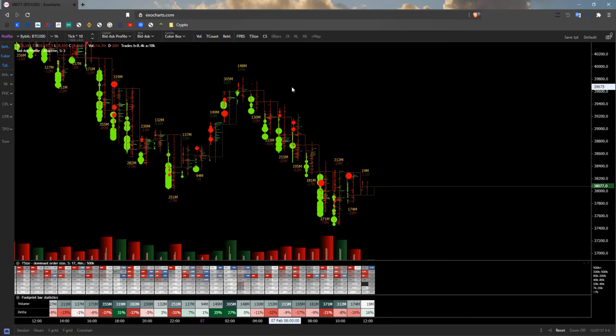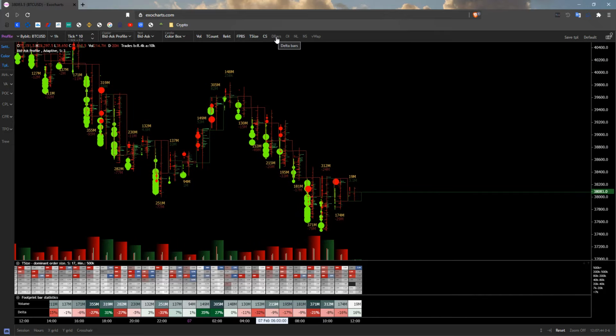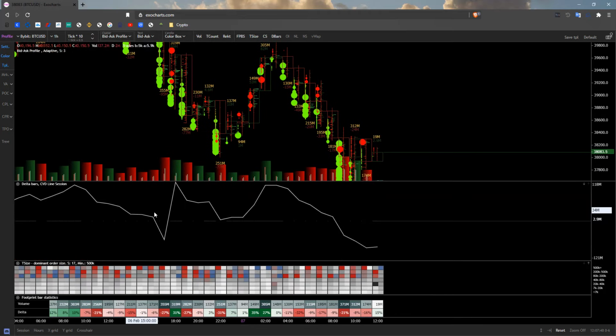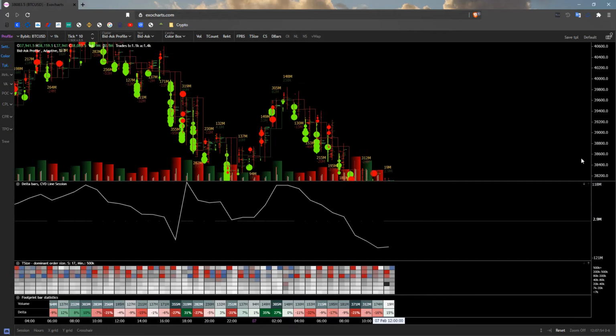This is the candle statistics. It shows you the volume and delta, things like that in a numerical form. You might like that. The delta bars is not something I use a whole lot. I just use the average here to look for what's called CVD divergence. I sometimes look at that.